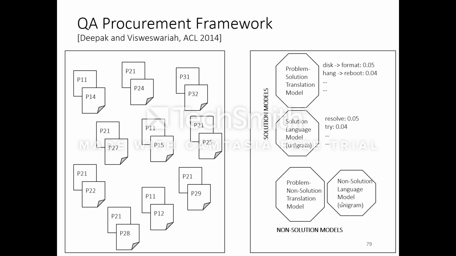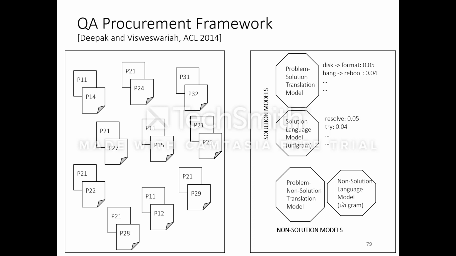So the non-solution language model has high probabilities for those words which do not occur in solutions, but which occur in other kinds of posts in the thread, right? And similarly, the problem non-solution translation model captures the interrelatedness between questions and non-solution posts in the thread, and analogously for the solution models as well. So we need to be able to learn these models. We have these pairs. We don't know which are the solutions, which are the QA pairs, and we don't know which are these models as well, right? So we need to be able to learn this.